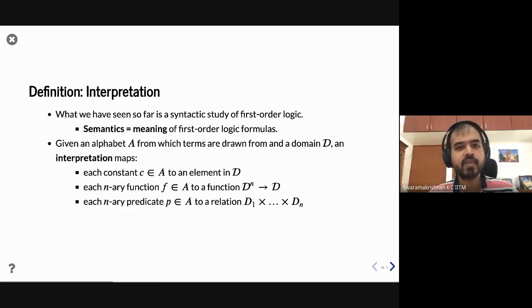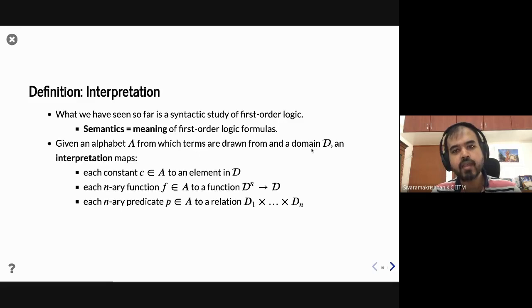When we look at semantics, we are going to look at it much more precisely. So we have a definition called interpretation. We call this an interpretation for a first order logic formula. So what is an interpretation? An interpretation is a way of giving semantics to a first order logic formula. And the definition is this. Given an alphabet A from which the terms for the first order logic are drawn, I'm not going to define A precisely, but I'm just saying there is some A.